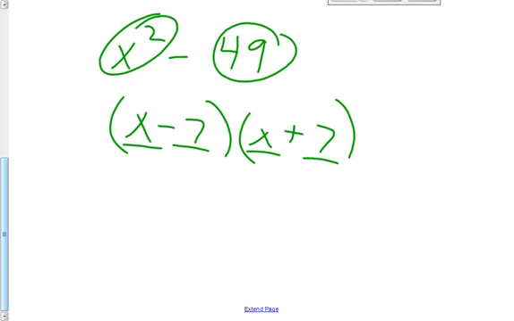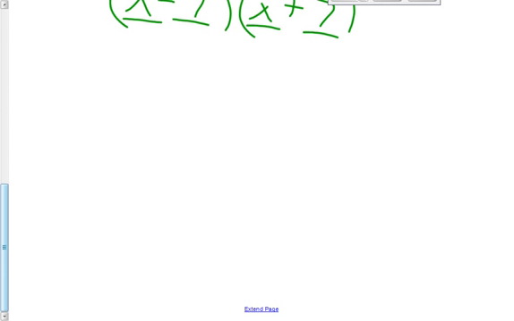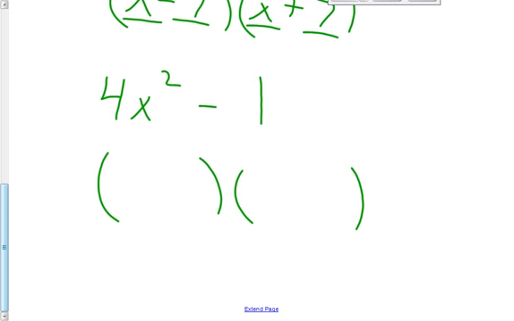If you have something that looks like this, maybe 4x squared minus 1, it has two terms, and this is the difference of two squares. Two different parentheses. You have the square root of this term, which is 2x. 2x times 2x is 4x squared. Is 1 a perfect square? Yes, 1 times 1 is 1. So we're going to have a negative 1 right here and a positive 1 right here.